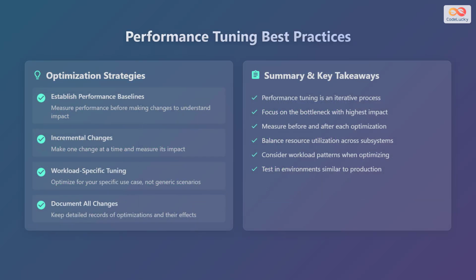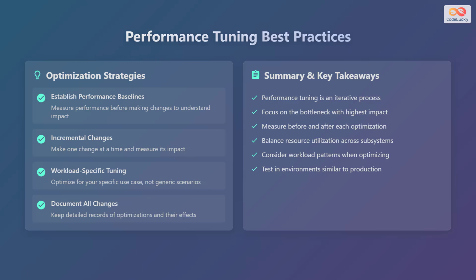To achieve the best results with operating system performance tuning, it's essential to follow certain best practices. Establish performance baselines by measuring performance before making changes to understand their impact. Implement incremental changes, making one change at a time and measuring its effect. This approach helps isolate the impact of each optimization. Focus on workload-specific tuning, optimizing for your specific use case rather than generic scenarios. Document all changes, keeping detailed records of optimizations and their effects for future reference.